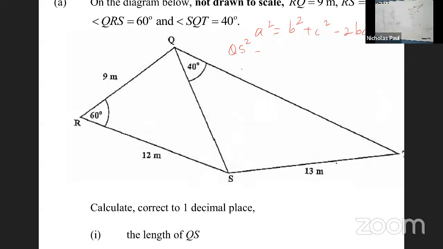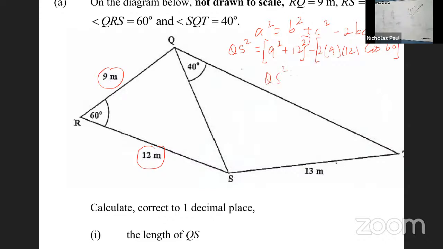The two lengths that make the angle 60 are 9 and 12. So b will be 9, c will be 12, then 2 by 9 by 12. It doesn't matter which is 9 and which is 12. Cosine A, that's cosine 60. Remember, you're working this out in a calculator.